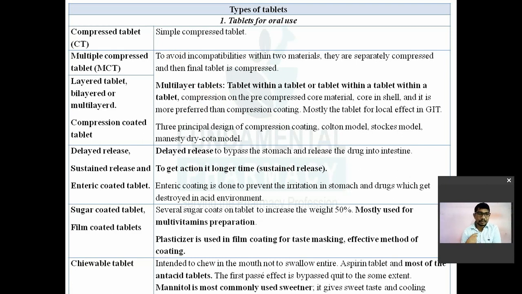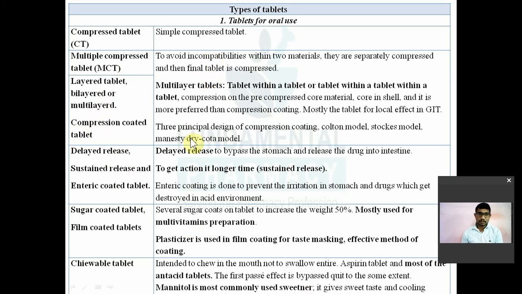So that is multiple compressed tablets, MCT, to avoid the incompatibility between 2 tablets, 2 drugs. In multiple compressed tablets you also have different kinds of tablets like bi-layer tablet or multi-layer tablet. Bi-layer means if 2 tablets are compressed separately and then a final compression is made, that is known as a bilayer. Multi-layer means multiple tablet compression.